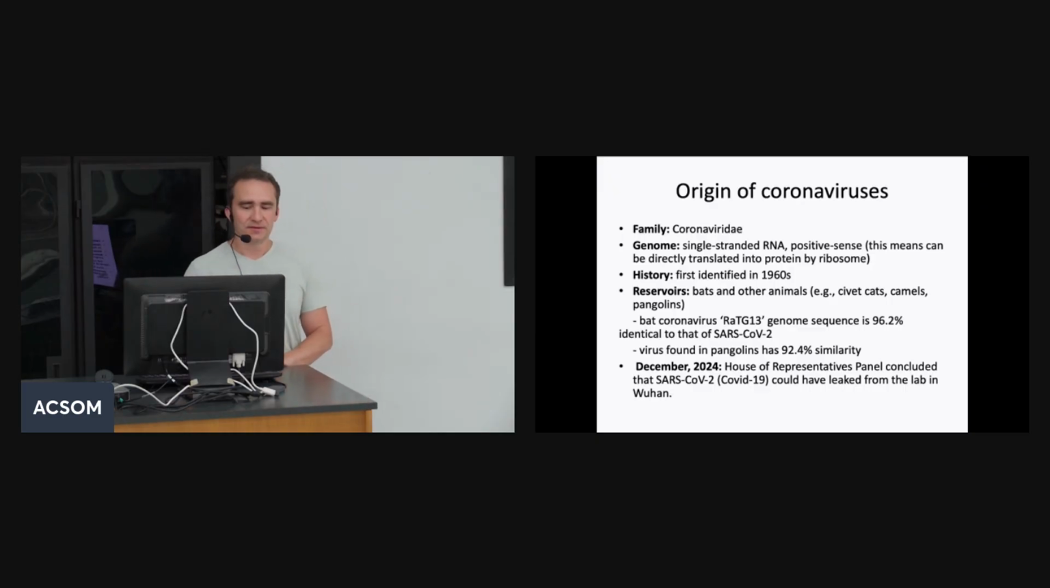There are reservoirs, and then there was another suggestion. I'm not sure this is true. It's difficult to prove 100% where it came from, because you're backtracking. There was a suggestion by the House of Representatives in the U.S. that concluded that it could have leaked from the lab in Wuhan, in China. I don't think they gave 100% proof, but they made some investigation and thought that's one of the possible options. So in my mind, there's still some possibility that it was created in the lab.